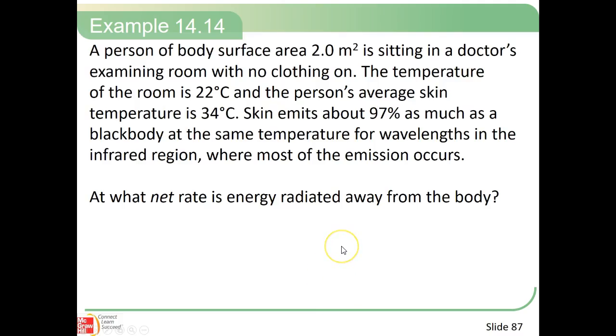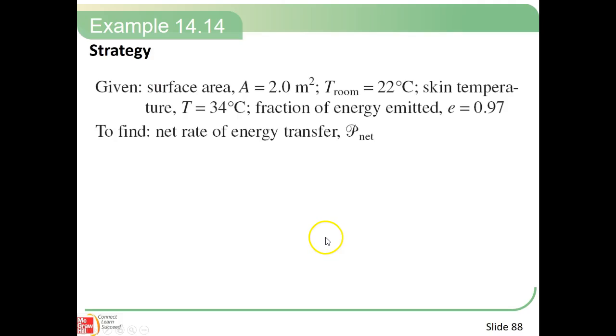Last problem, this one: a person with body surface area of 2 meters squared is sitting in a doctor's office with no clothing on. The temperature of the room is 22 and the person's average skin temperature is 34. Skin emits about 97% as much as the black body at the same temperature for wavelengths in the infrared region where most of that emission occurs. They want to know what is the net rate of energy radiated away from the body.